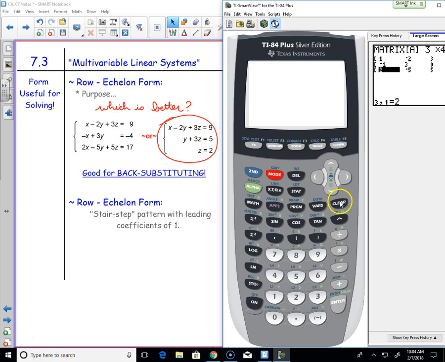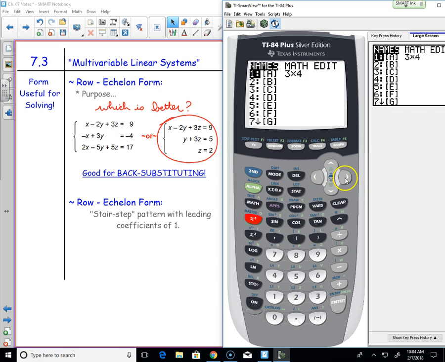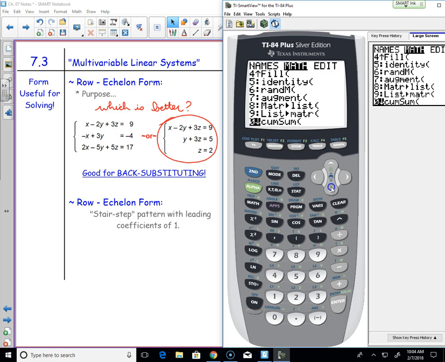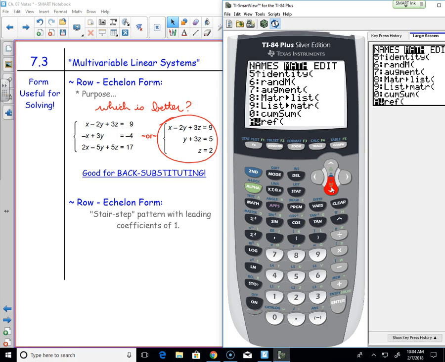I want you guys to quit. I want you to go back to the matrix menu. I want you to go over to Math. I want you to go find the REF, row echelon form. REF, just one R. Just one R. There he is. You see it?